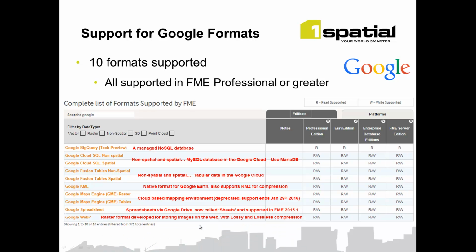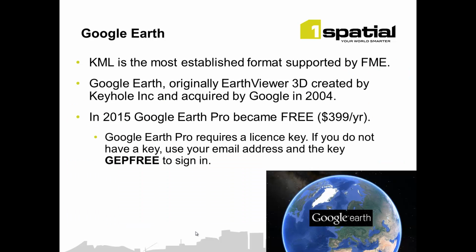And then finally there's the WebP format. That's actually a raster format, and Google developed it specifically for storing images on the web. It supports a number of different compression types, and again that format is supported to both read and write in the FME product, Professional Edition and above. So that's a little bit about some of the formats. Let's focus in on a few of the technologies. Google Earth is probably one of the most well known. It's a very established format, that's KML, and Google Earth's history was that it was a product prior to being Google Earth.